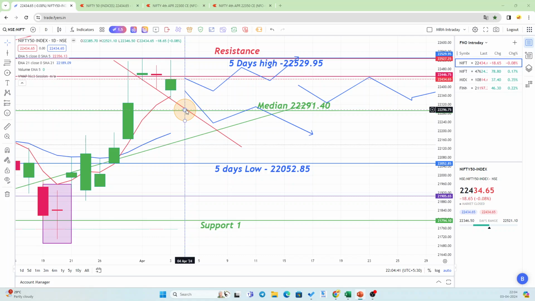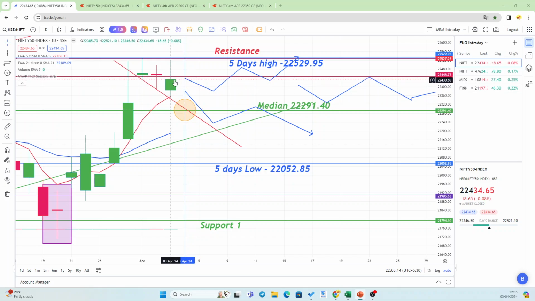If it comes to this area, then there is a possibility of touching the 5-day low also, because from here, 1, 2, 3, 4, 5, 6 days it was a rally. Then on the first day it started the down move. Actually, the decision was not taken properly, and a small down move is there. It may come down also, that is a possibility.